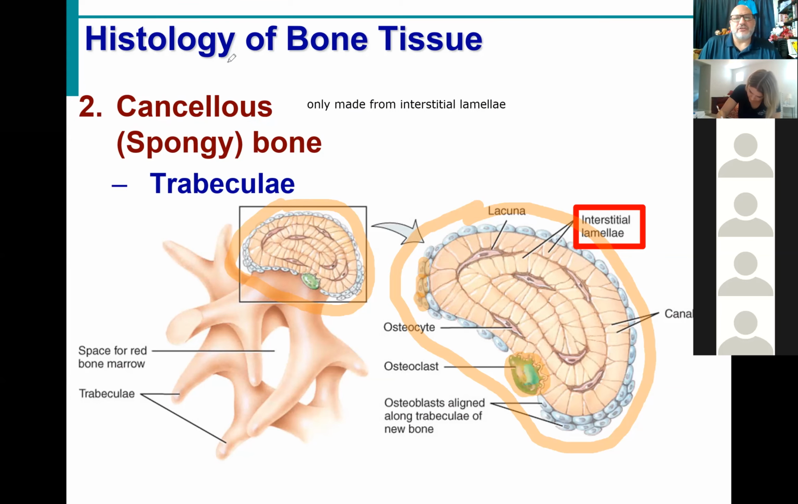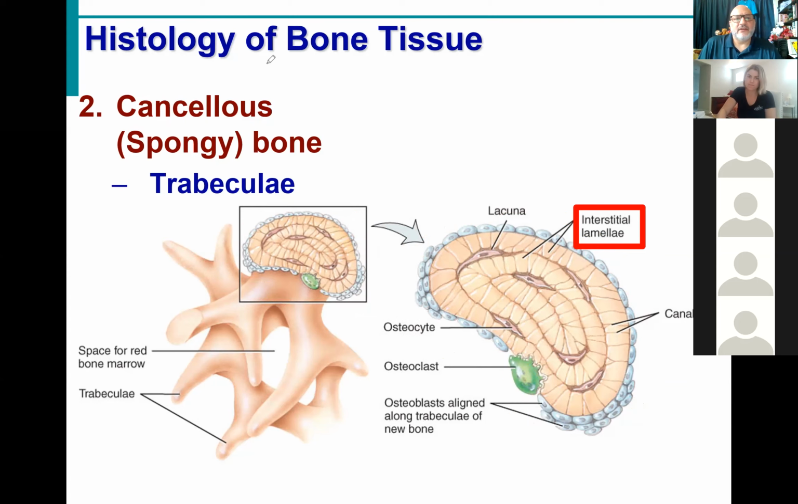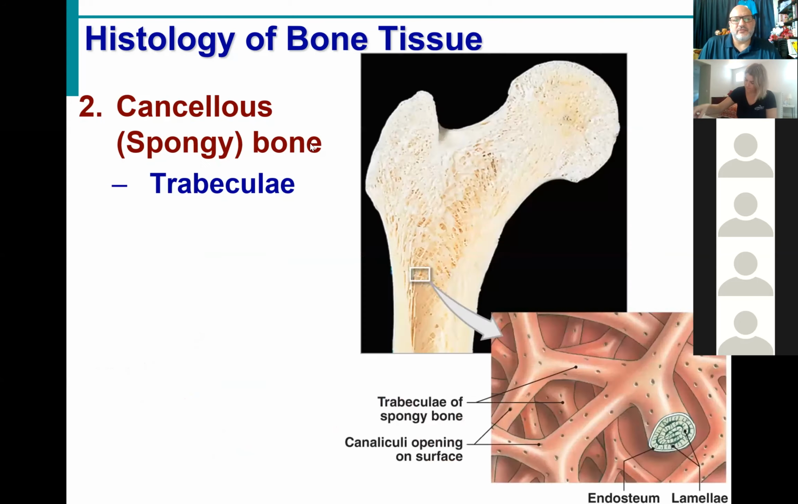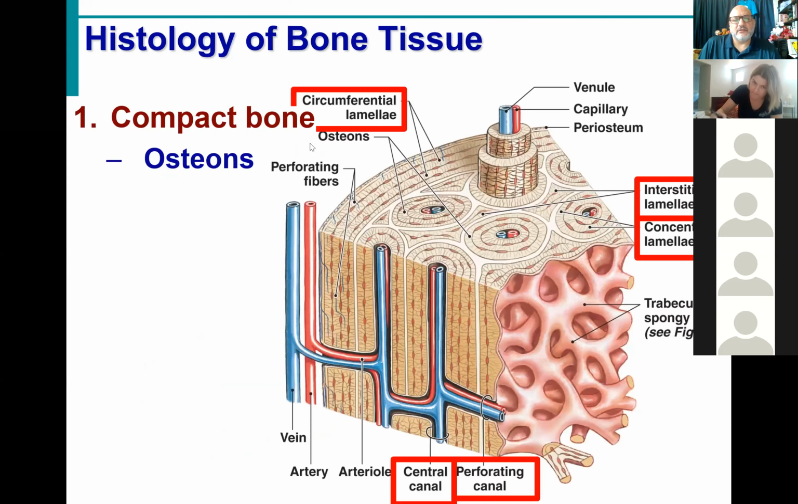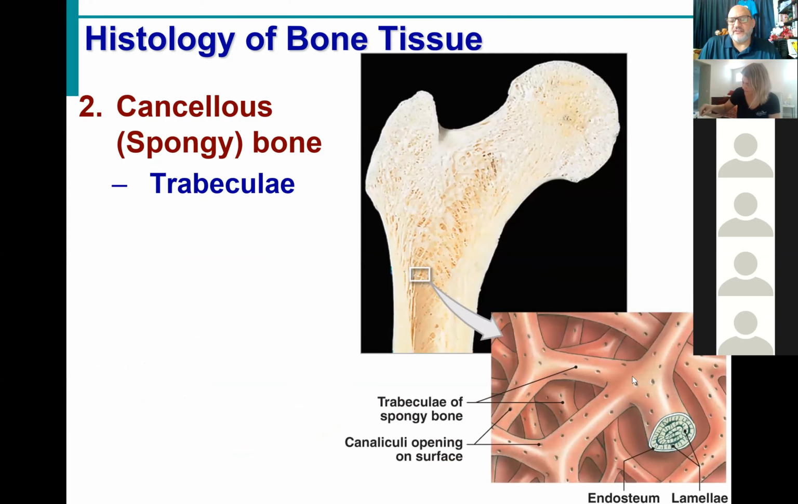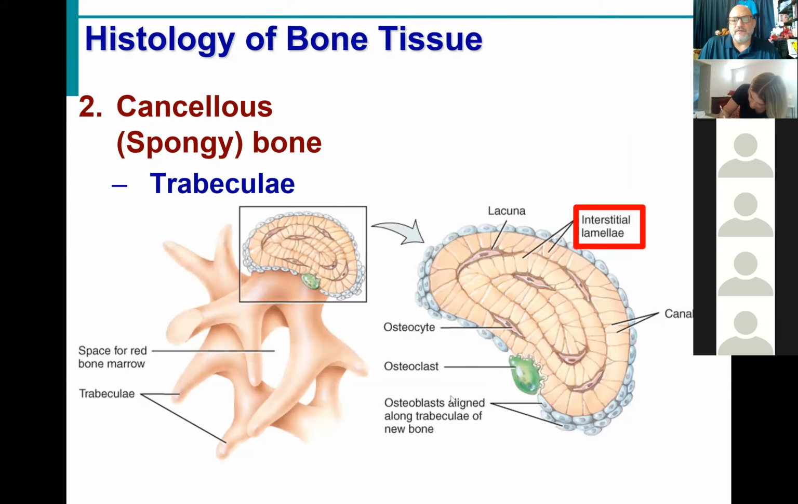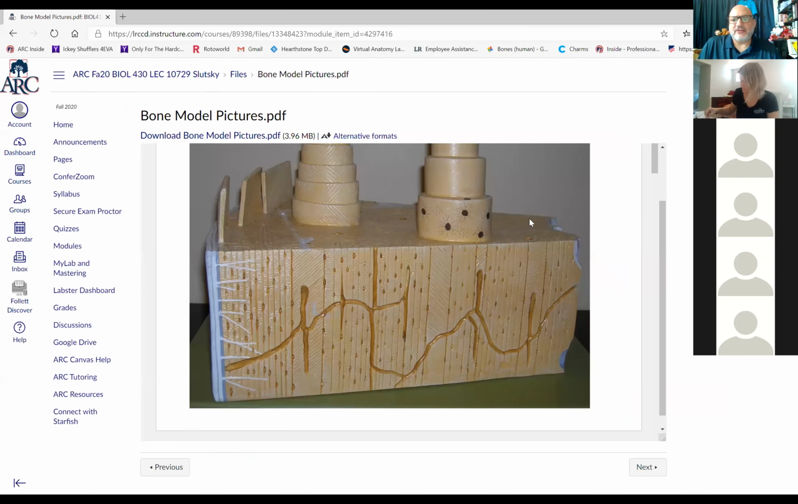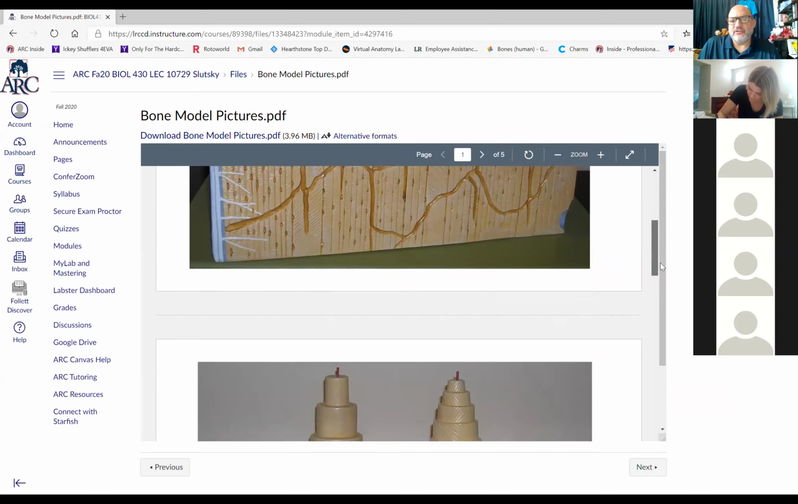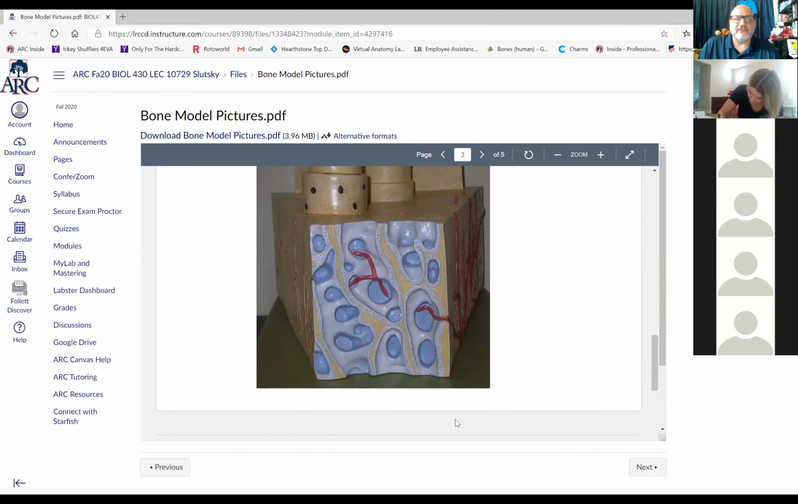Notice the previous picture. I'm going to go ahead and clear my drawings. Notice this picture in pink, they've kind of left the endosteum in place. And here they've removed the endosteum to show us that interstitial lamellae. And they've done that on our model as well. If we go back to our model and look through the different pictures, perfect.